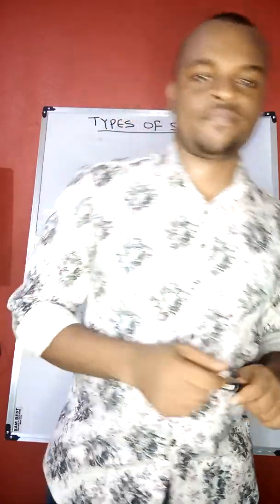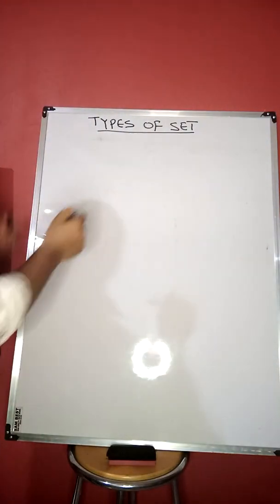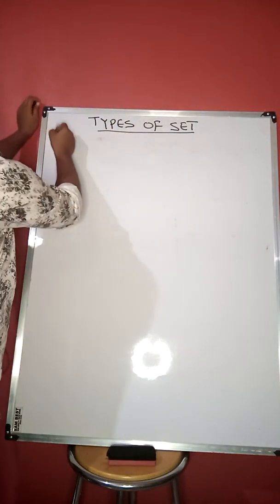In our last lesson, we looked at set theory. In this lesson, we shall be looking at the types of sets, and then we'll proceed into the relationships of sets. So quickly, we shall be looking at the types of sets.